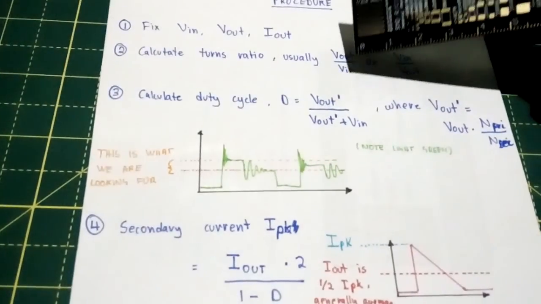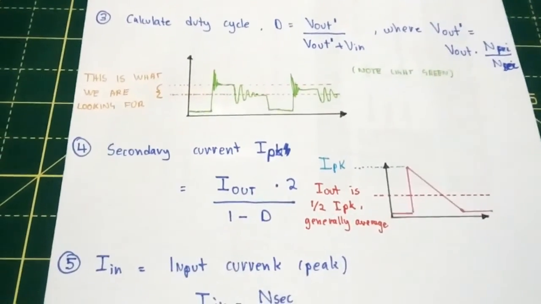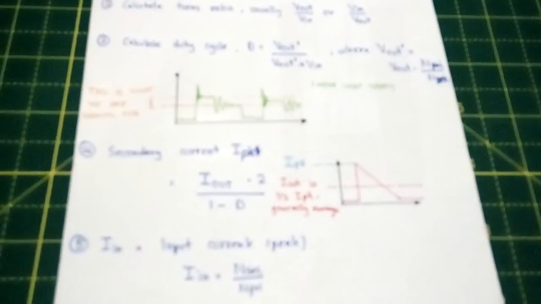So the reflected voltage divided by reflected voltage plus input voltage should give you a clean number for duty cycle. And step 4, you need to fix your secondary peak current, which will help you determine your input current. Like I said, one of the first steps was to determine the output current.